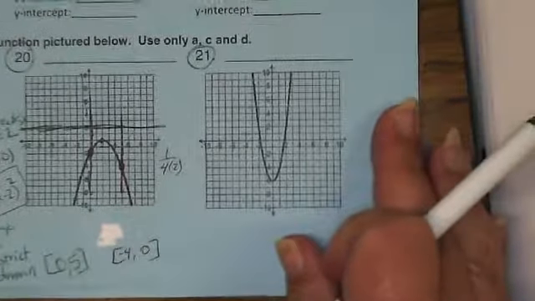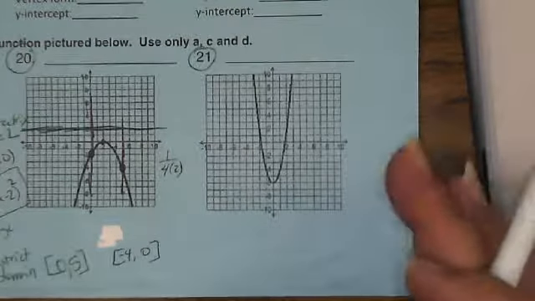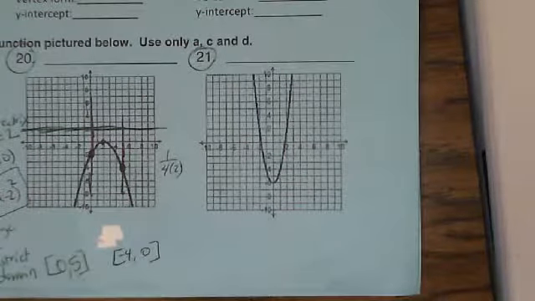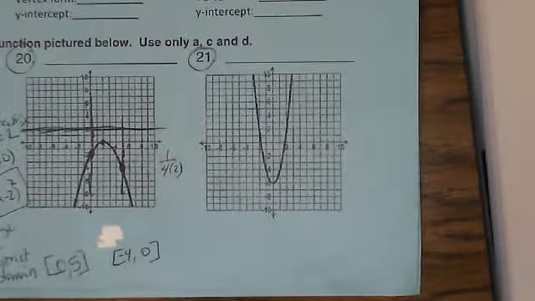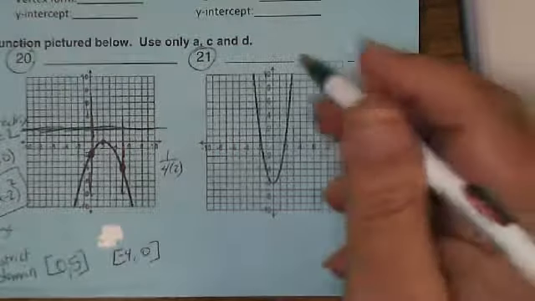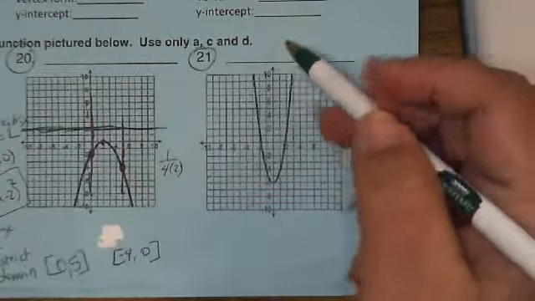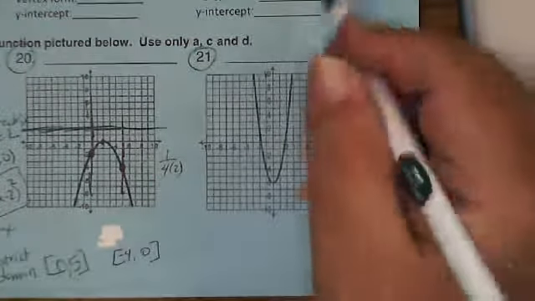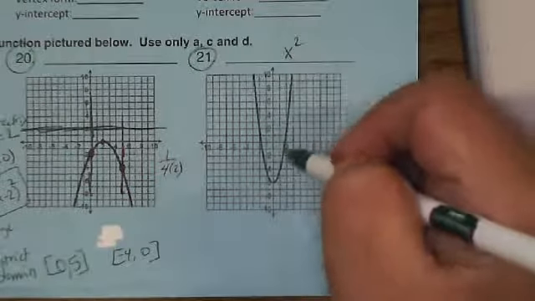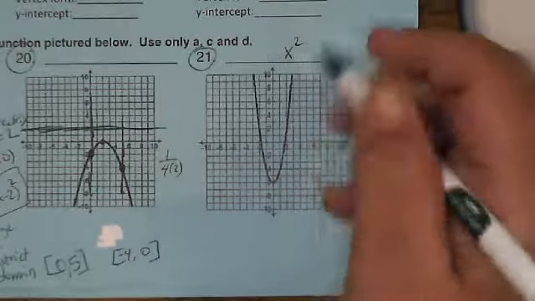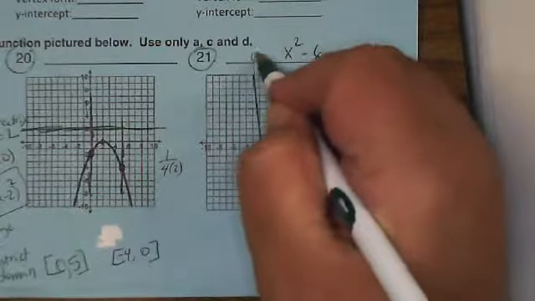Okay, number 21. Based on the equation that we have, the graph that we have, let's see if we can write an equation using A, C, and D. So our C, because we did not shift left or right, is just the x squared. And our d, since we shifted down 6, minus 6, y equals.